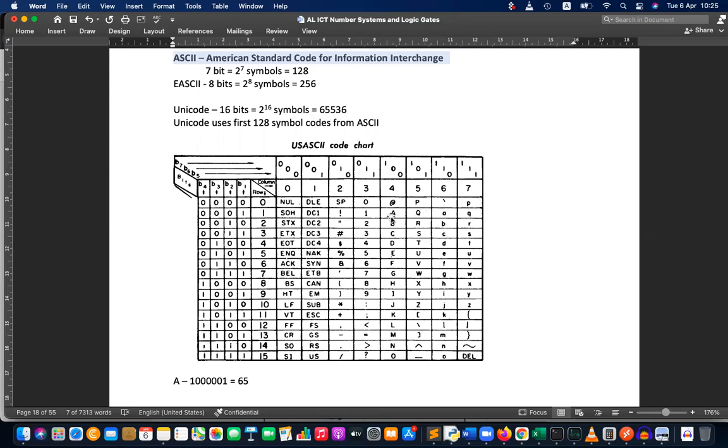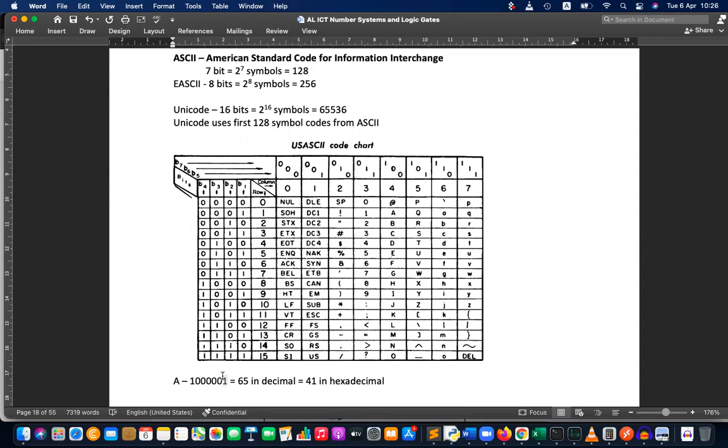So if letter A is there, for example, capital letter A is 1000001. That is 65 in decimal, and in hexadecimal it is 41. If you write it like this, 4 and 1, 41. And 65 in decimal.